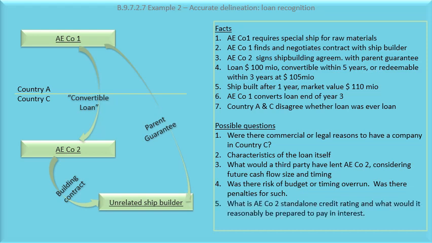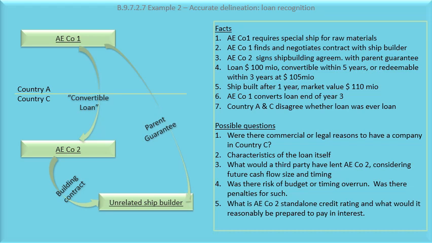And then the final question proposed by the UN is, what is AECO 2's standalone credit rating? Because it probably would have been a high risk rating leading to lots of interest. And then the question would be, what kind of interest would AECO 2 be prepared to pay for such a loan?